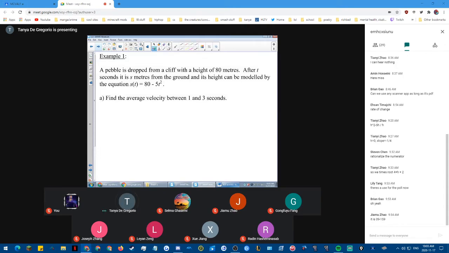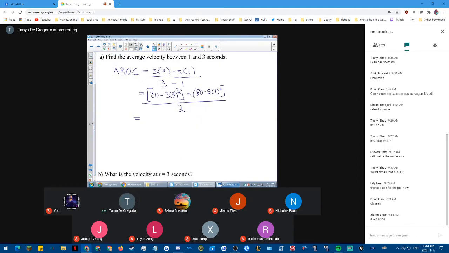So how do I find the slope of the secant? Oh, everyone should be yelling at me. This is grade 9. Delta y over delta x. That's it. And in this case, it's not y and x, it's s and t. So I sub in 3. There's my s of 3. And then I sub in 1. So 80 minus 45, 35. And then there I've got 80 minus 5, so 75. Minus 75.